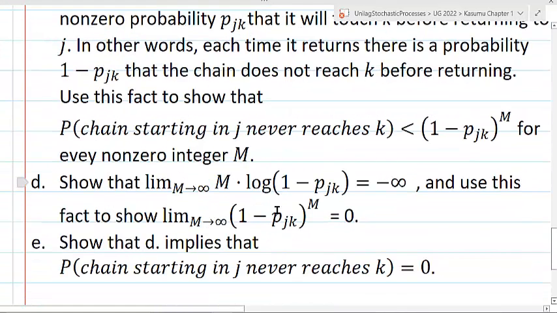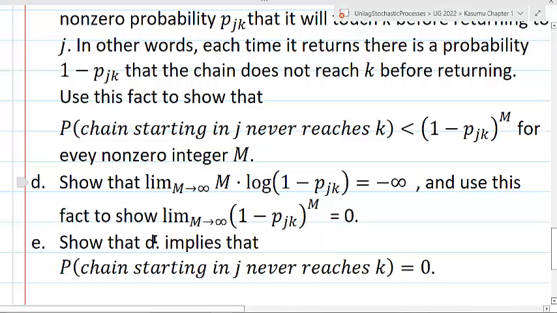Second thing to prove is this limit. And this you can do using calculus. I want to show that the limit of this quantity is equal to minus infinity. And then I want to show that this limit must be equal to 0. Now there's a very close relationship between this limit here involving logarithms and this limit involving exponents.